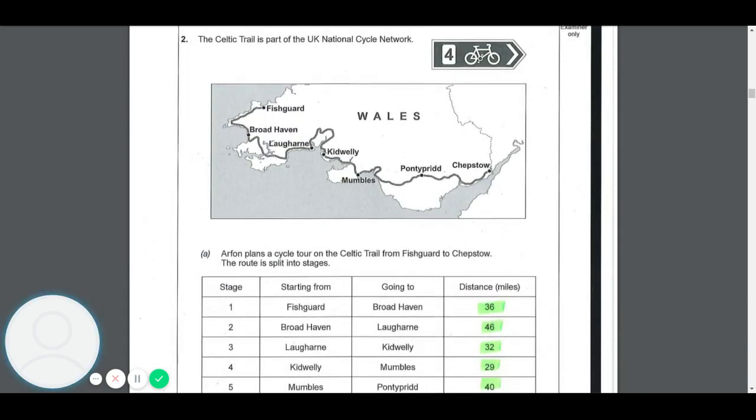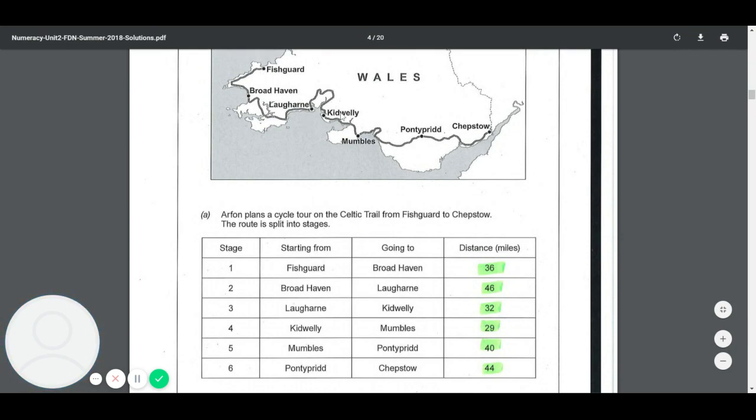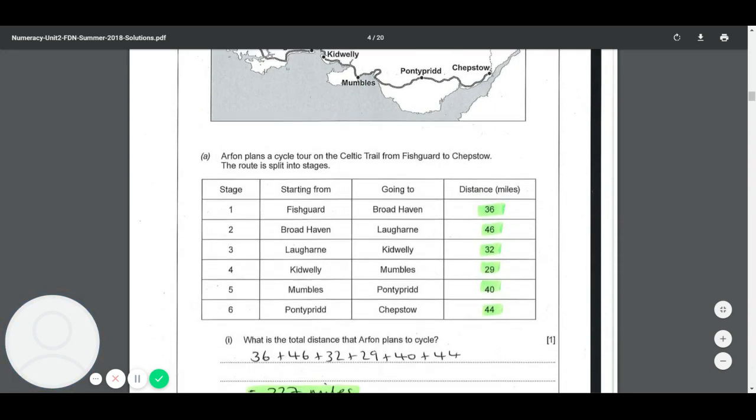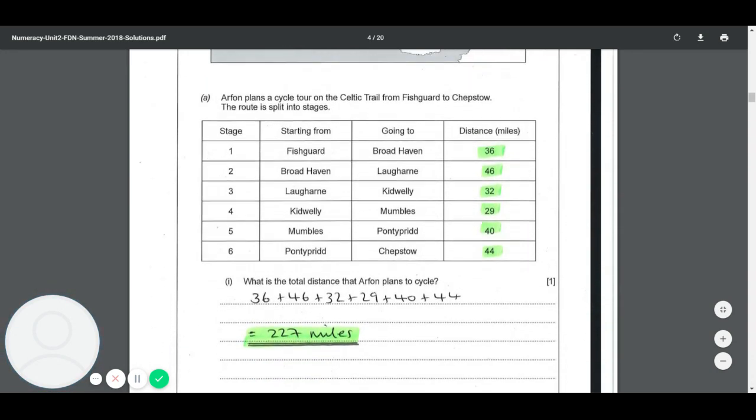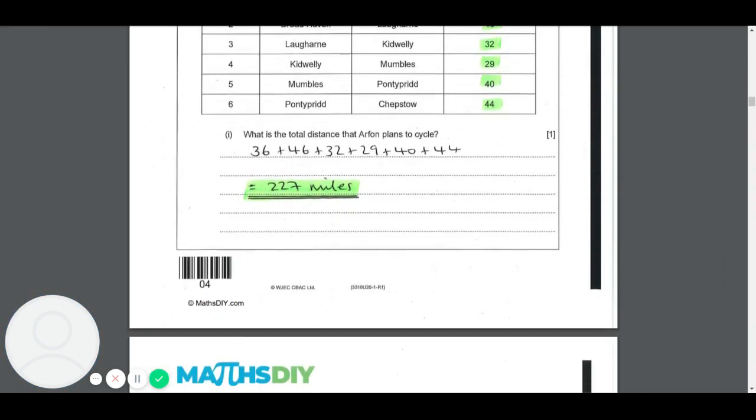Question 2. So the Celtic Trail is part of the UK National Cycle Network. Arfon plans to cycle the Celtic Trail from Fishguard to Chepstow. So you can see over here, he's got all this route to go. And we've got the distance. And we want to know the total he plans to cycle. Just grab your calculator, add them up. And that's that one, nice and straightforward.